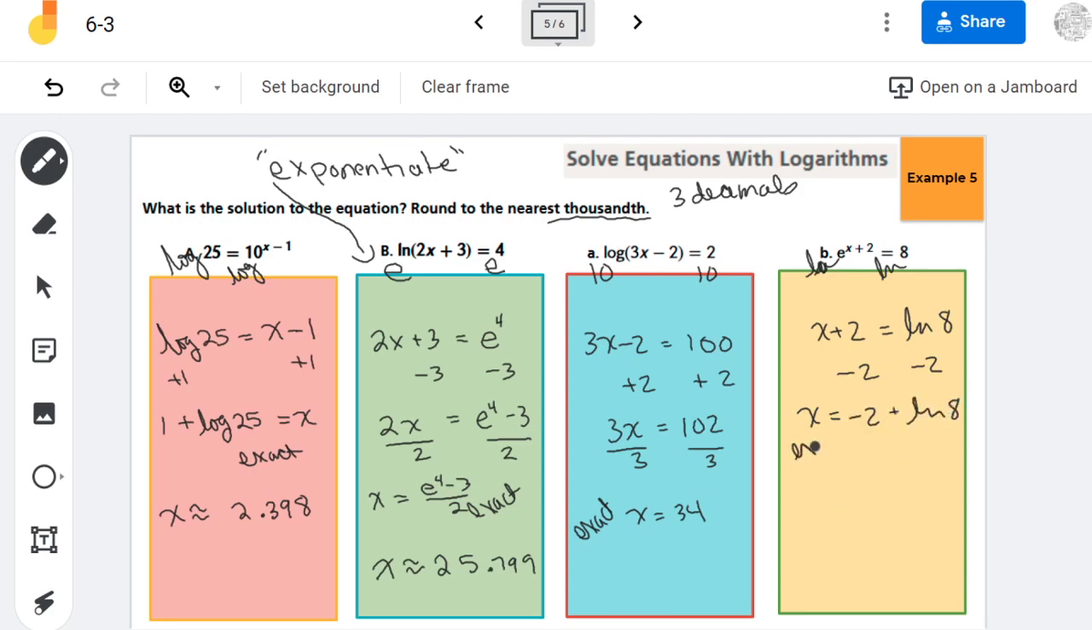Then I subtract 2 from each side to get x alone. So this here is the exact solution. Now I'm going to go in and find the approximate. I'm going to find the natural log of 8, which is about 2.08, and then subtract 2 from it. So x is approximately 0.079.